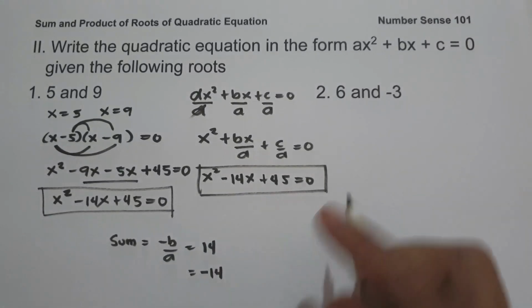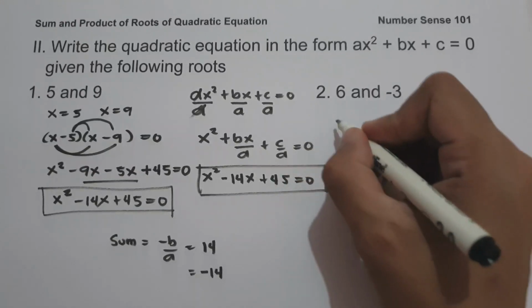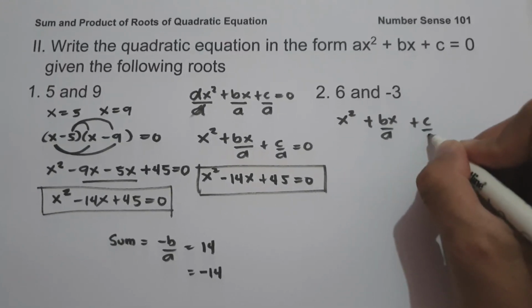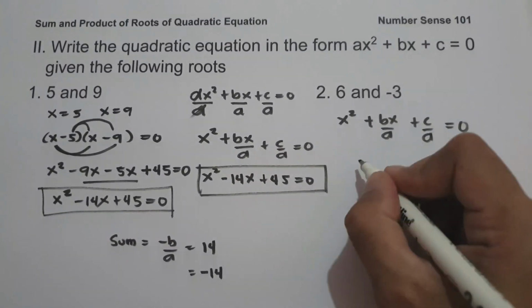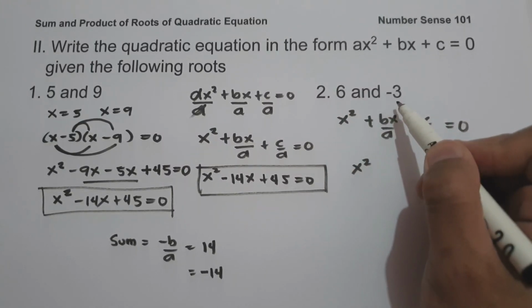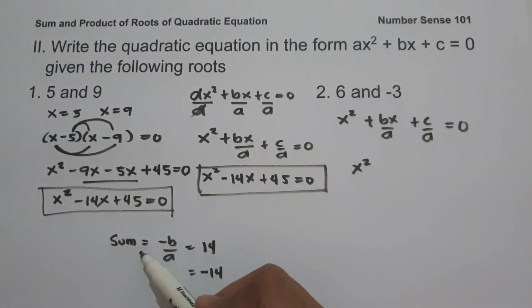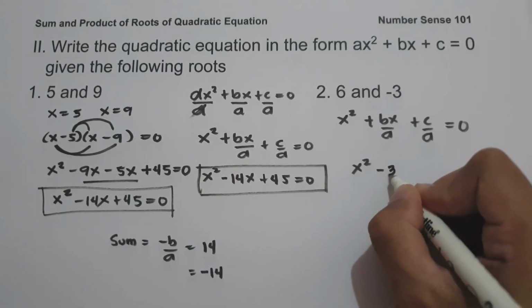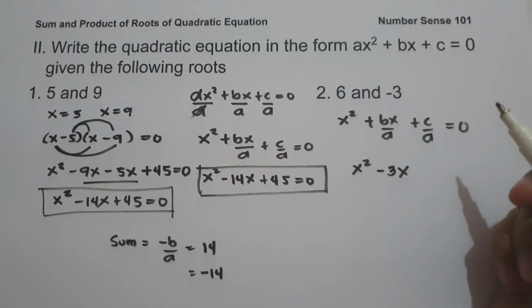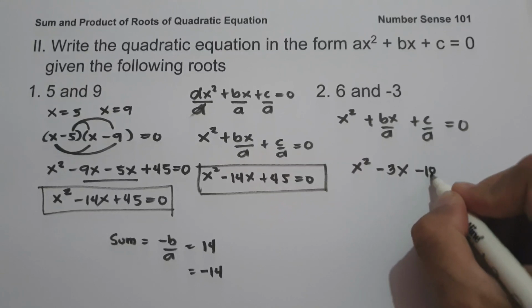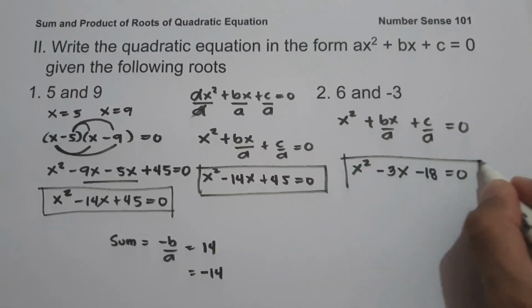On number 2, we have 6 and negative 3. So let us have x squared plus bx over a plus c over a equals 0. So let us have x squared. 6 plus negative 3 is positive 3. And since we have positive 3, and the formula for the sum of the roots is negative b over a, we are going to take the opposite sign, which is negative 3, and then we have x. And then 6 multiplied by negative 3 is negative 18 equals 0. And this will be our answer.